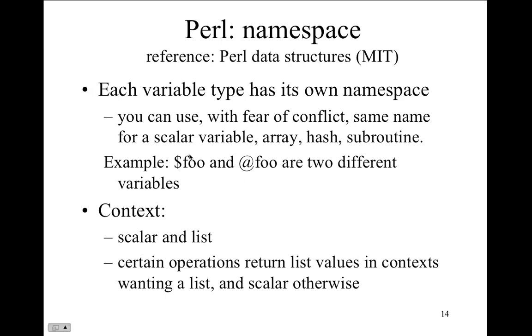In this context, $foo and @foo are different variables, which is interesting. So the context is a scalar and a list. Certain operations return list values in contexts wanting a list, and a scalar otherwise. So the context in terms of what you're getting is going to be a scalar or a list.